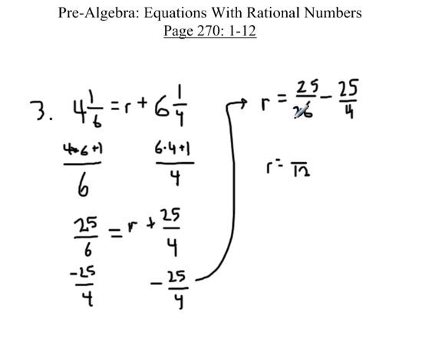6 times 2 is 12, so you do times 2 on top also. So your new top number is 50. On your second fraction, 4 times 3 is 12, so do this times 3 and you get 75. Now since your answer will be over 12, just go ahead and put that in there. Now 50 minus 75 is going to be a negative number. Since you're taking away more than you started with, that's going to be negative 25 over 12. And you can't reduce that.